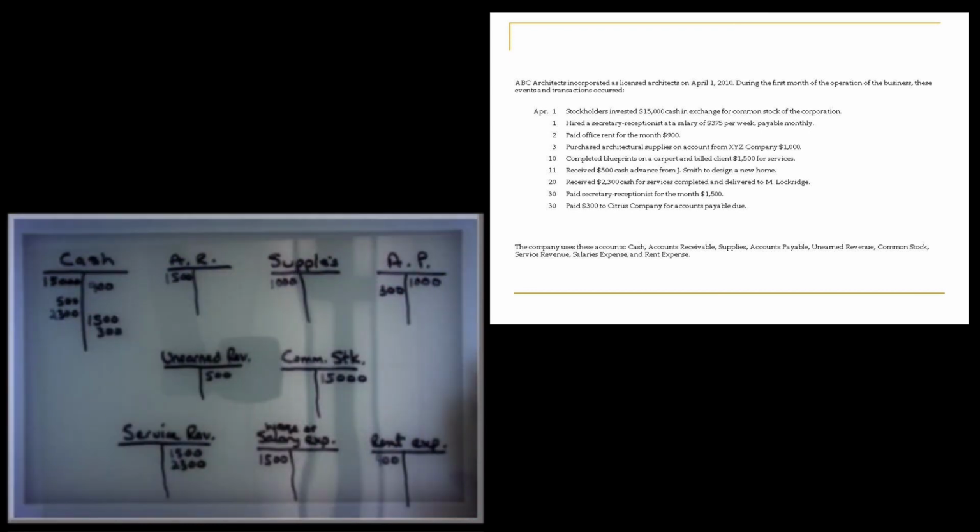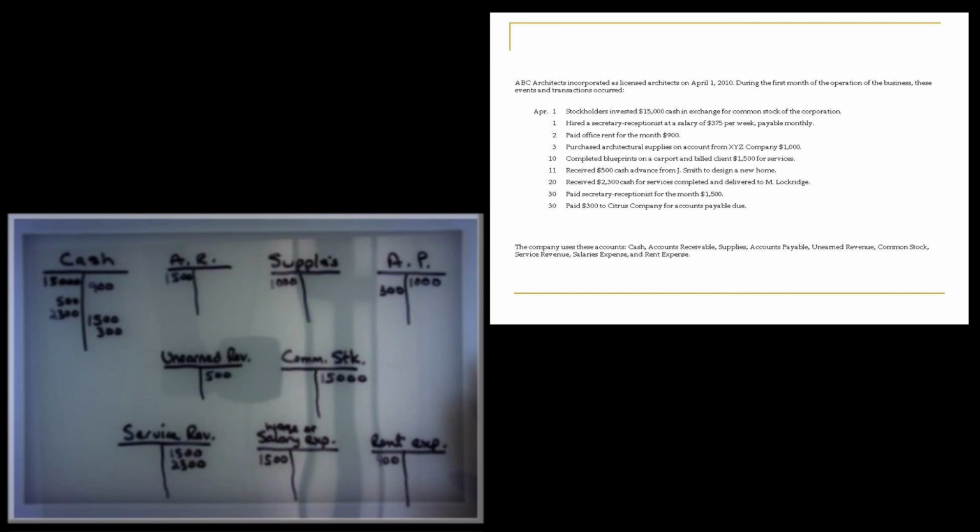I've just posted every transaction, every journal entry from the journal to the T accounts in the ledger. Okay? In review, first thing we do is we analyze a transaction. We record a journal entry in the journal. That's step one of the accounting cycle. Step two would be we post the journal entry, which means we split the debit and the credit to the various T accounts in the general ledger. And we've just done that right here.